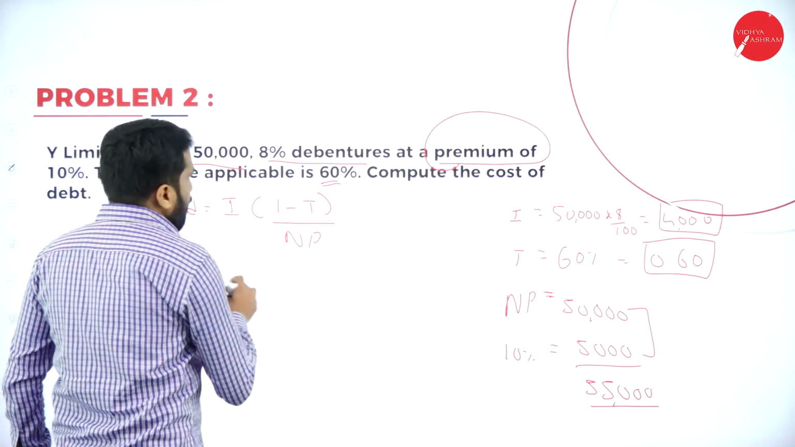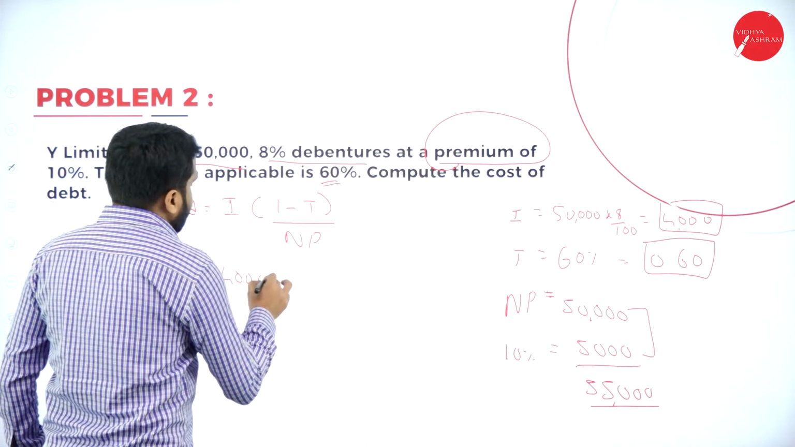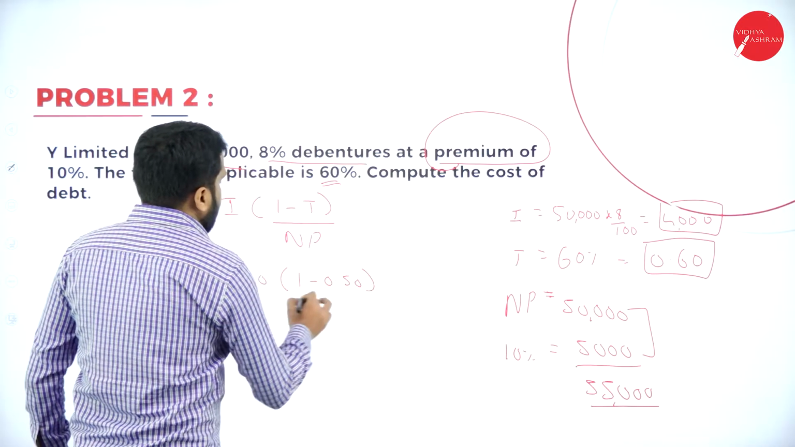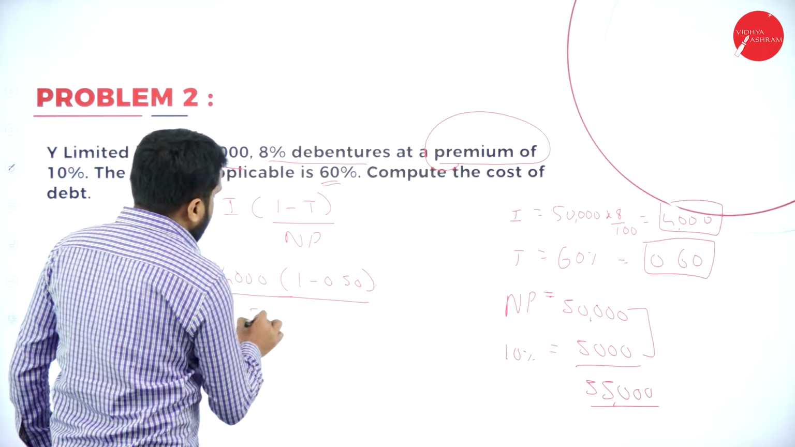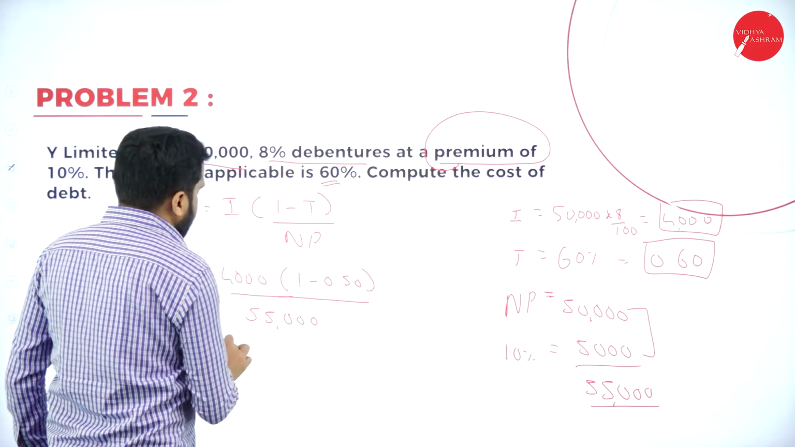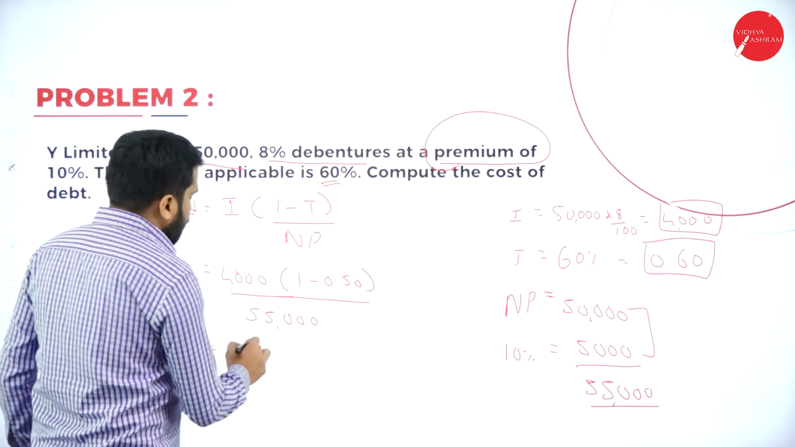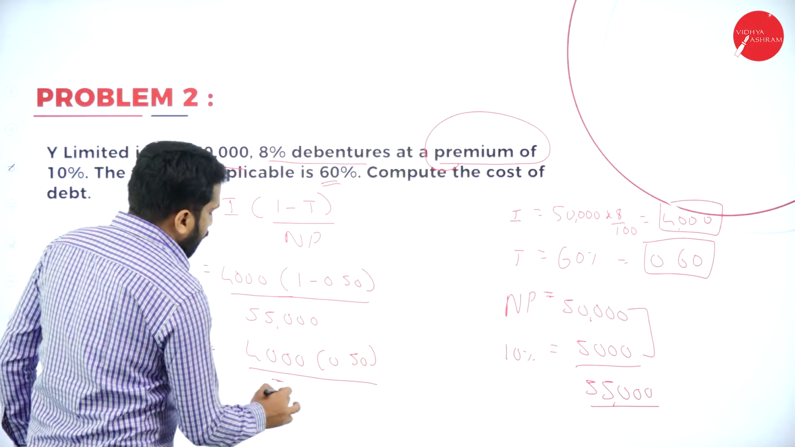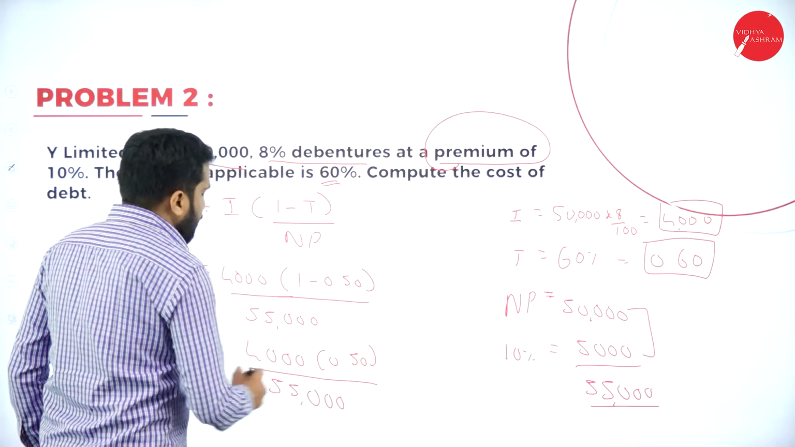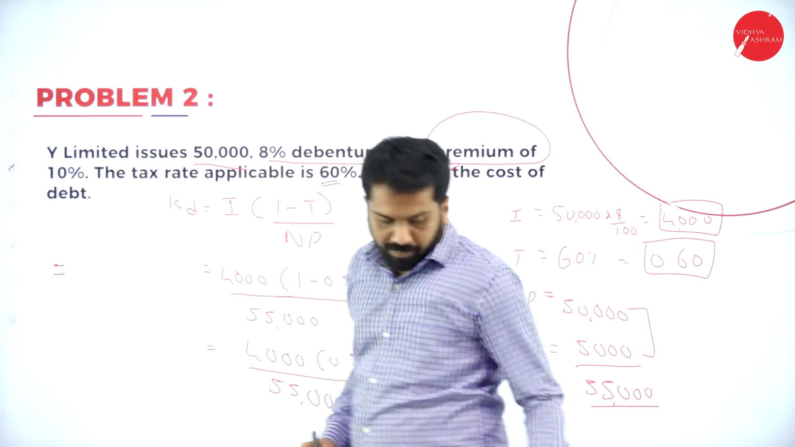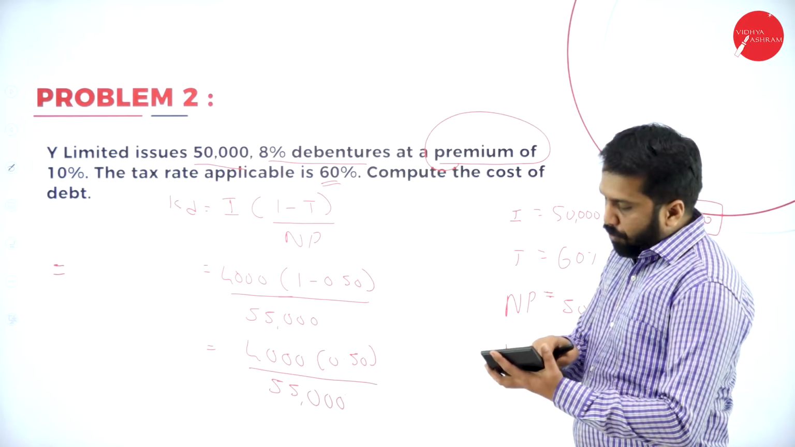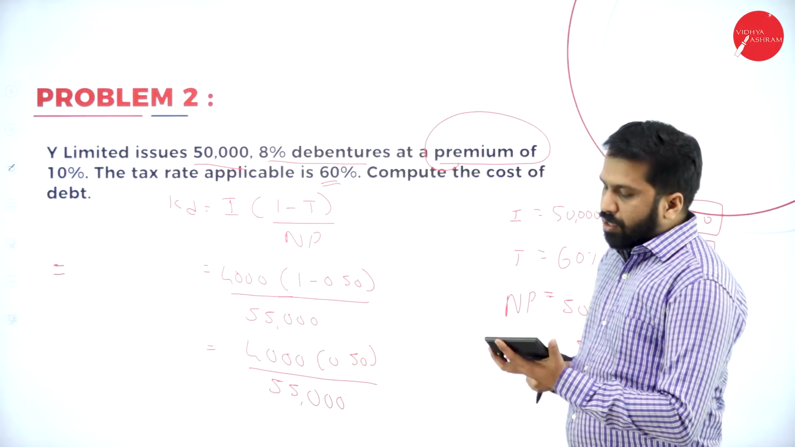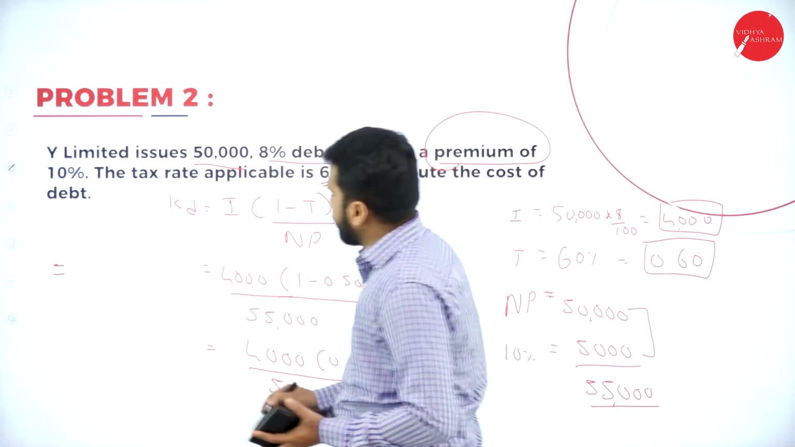Now, so we'll simplify. I stands for 4,000. 1 minus tax, how much is it? 1 minus 0.50, divided by net proceeds 55,000. Now 4,000 into 0.50 divided by 55,000. What is the answer? I'll write it here. So if you simplify this, 4,000 multiplied with 0.50 divided by 55,000, you will get 0.036.